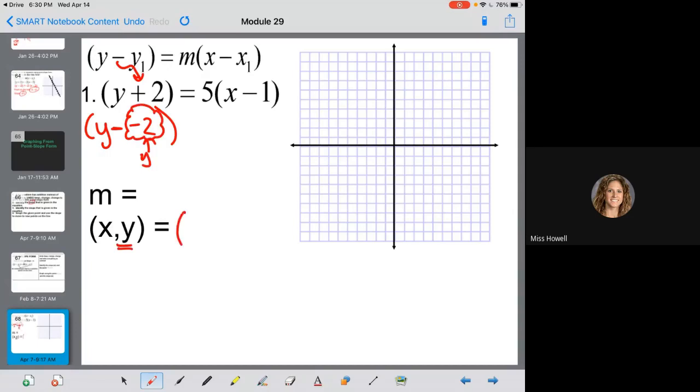All right, so we now know in this ordered pair, the y part is a negative 2. Bring down our 5 times. This is already a subtract, so we're good. X minus 1. Again, this 1 is our x. So 1 comma negative 2 is a point we know on our line.